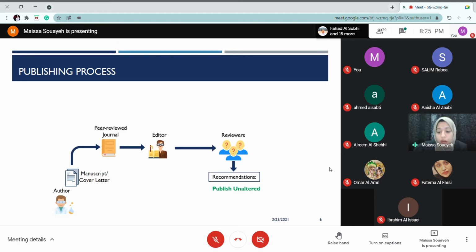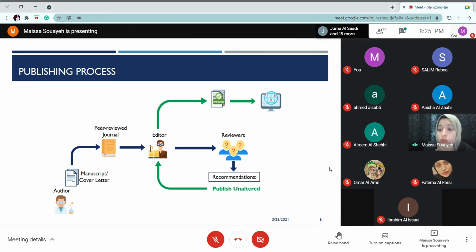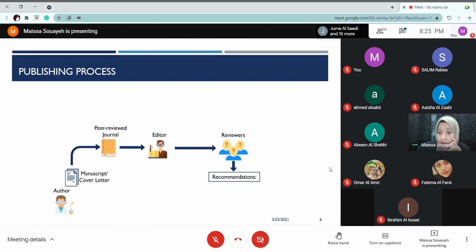If all three reviewers recommend the publication of this manuscript unaltered, it means that the manuscript is perfect. It doesn't need any modification at all. They will send back their recommendation to the editor. The editor will approve the manuscript, and then the paper will be accepted and will be available online. The second case: if all the reviewers recommend the rejection of this manuscript, they will send it back to the editor. The editor will immediately reject the manuscript.